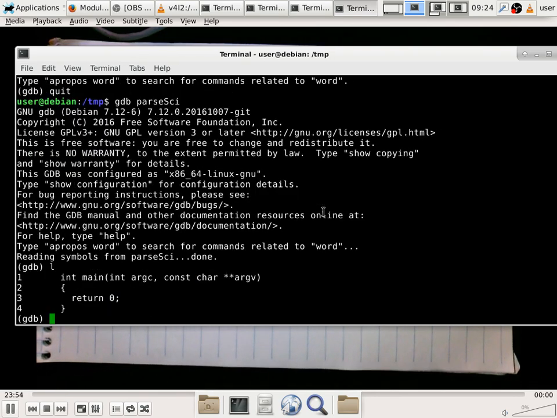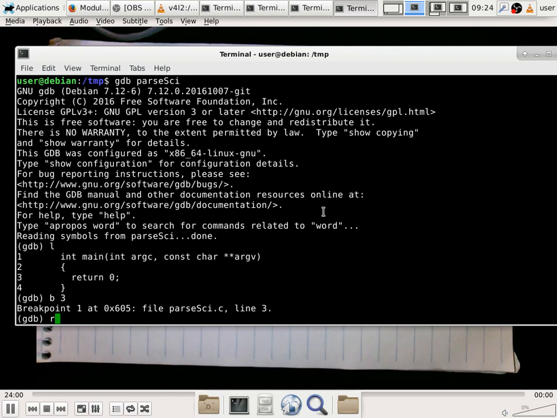You can now list the program. I put a breakpoint on line 3, which is where the return 0 is. Okay, and then I run the program. But when I run the program, I'm going to run it with some gibberish after that. Blah blah blah blah. So these are the things that will be on the command line.